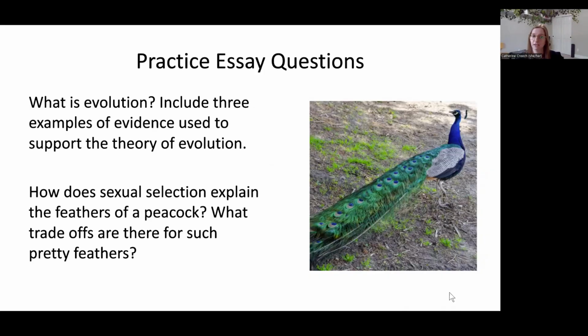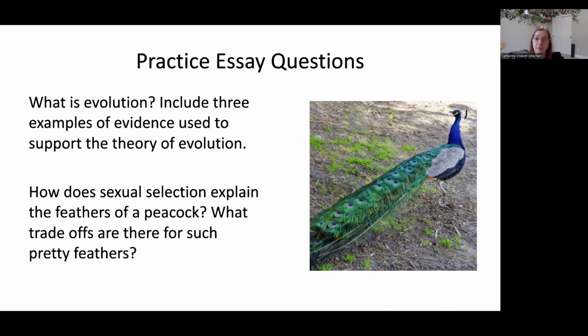What is evolution? Include 3 examples of evidence used to support the theory. How does sexual selection occur? And how does it explain the tail of a peacock? What are the trade-offs for such a pretty tail?